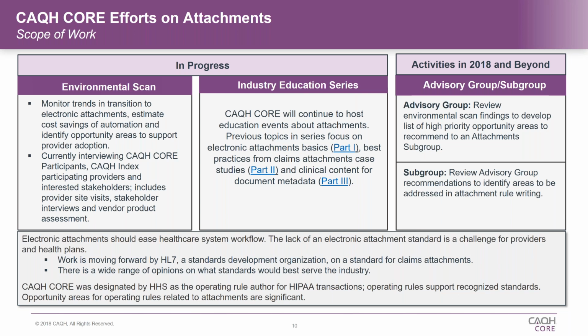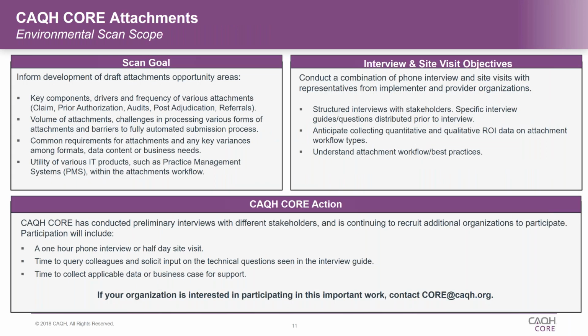A little more detail on the environmental scan is found on the next slide. Again, we are looking to help inform CORE on the different opportunity areas that are going to be key in driving specific components of operating rules. Part of that is going to be the drivers of frequency of the various attachment types, from a claim to prior authorization to audits to referrals to post-adjudication requirements for attachments. What are the volumes? What are the current attachment types and methods used for submission?